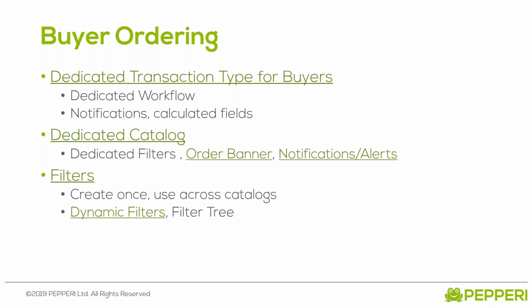What I'll do now is start a real transaction with you in the storefront, going through step by step all the possible configurations, looking at multiple catalog options, filters, the order banner area, how to configure that, notifications and alerts, dynamic filters, and the filter tree. Okay, these are actually brand new features, the filter tree and the dynamic filters. Okay, so over again now.